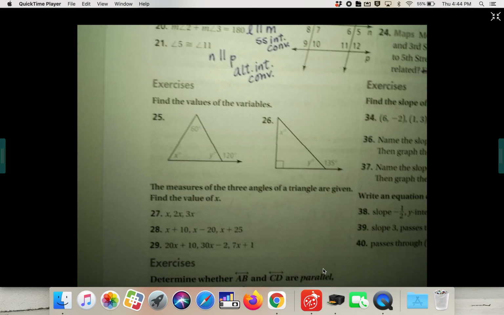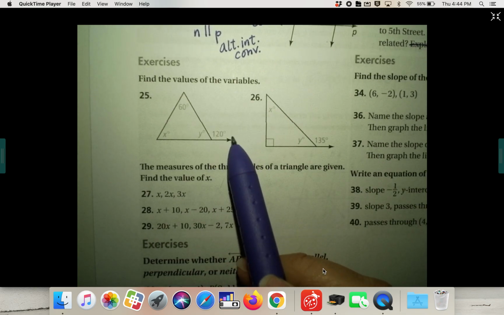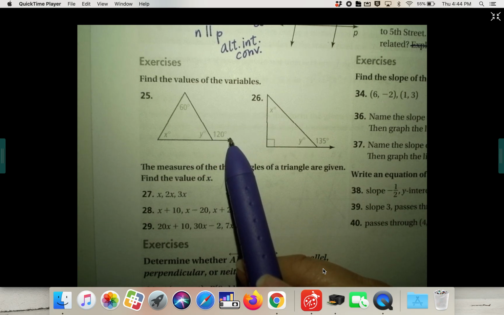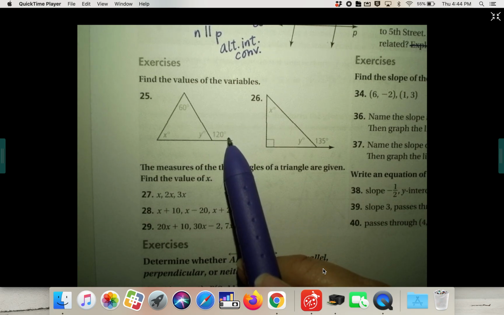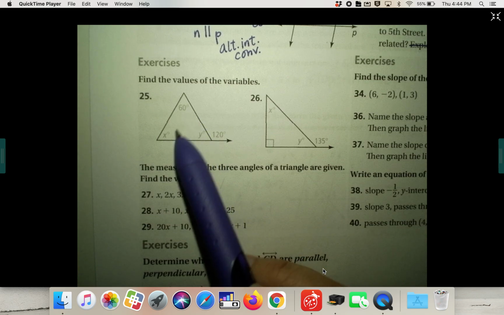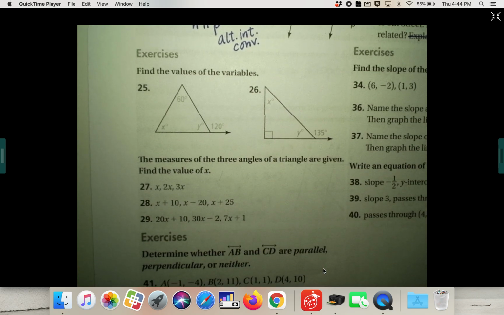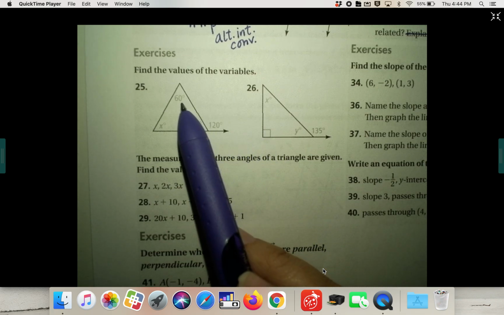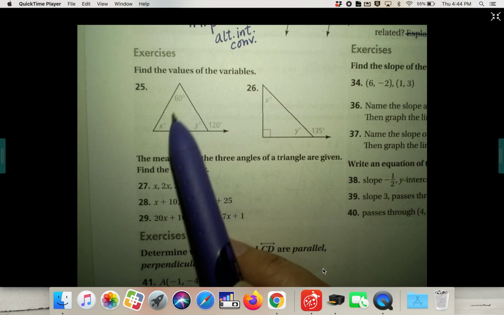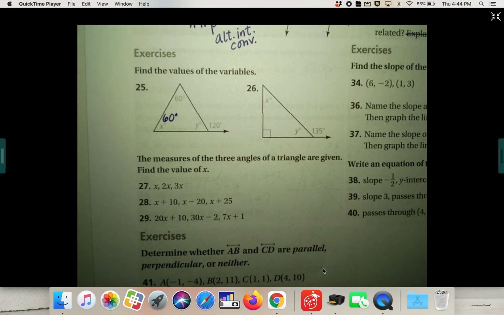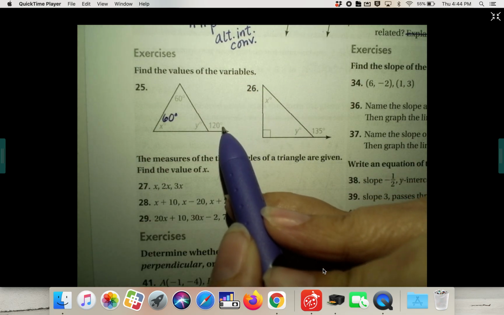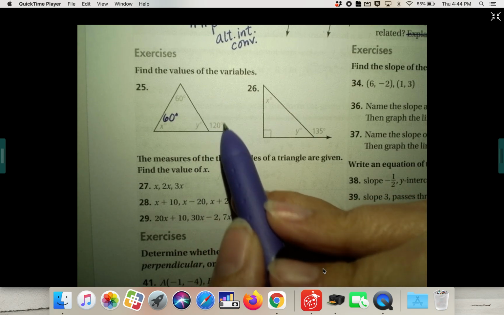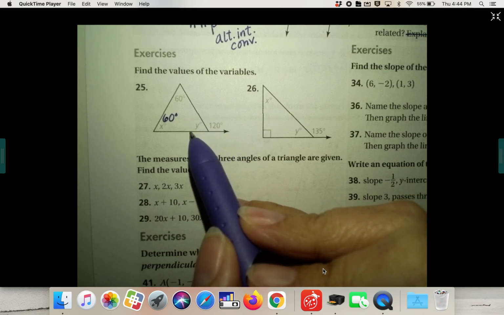Number 25, remember the exterior angle of a triangle, or actually of any angle, well, specifically a triangle in this case, is the same as the remote interior angles added together. So, but we don't have that. So let's find the values. What we know is 120 equals 60 plus this one, because these are the two remote interior angles. So that would mean this one, x, would also have to be 60. You could have also found y because these two are on a linear pair. So 120 plus 60 equals 180.